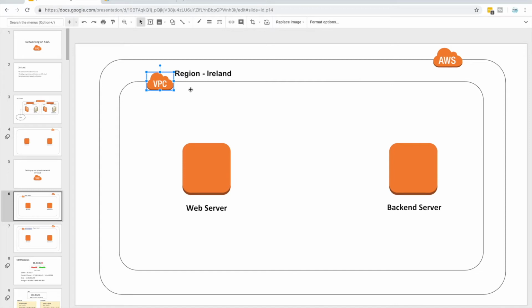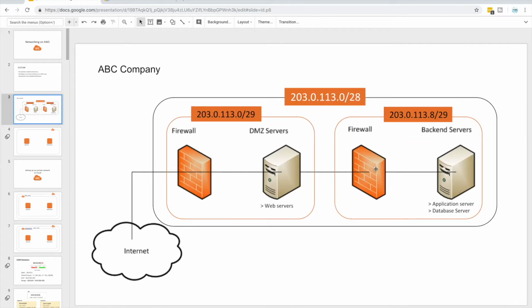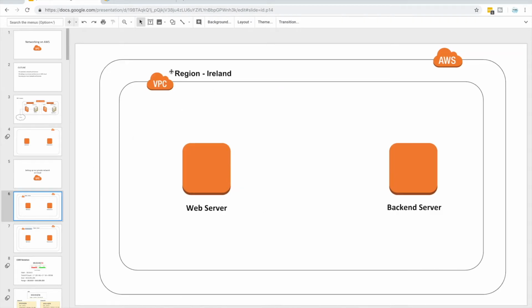So that is one of the questions that you will be tested in the examination. A VPC always belongs to one region. And when you create a VPC, you have to define your IP address range. If you can remember, our on-premises network had this IP address range. Similarly, we have to have an IP address range for the VPC.